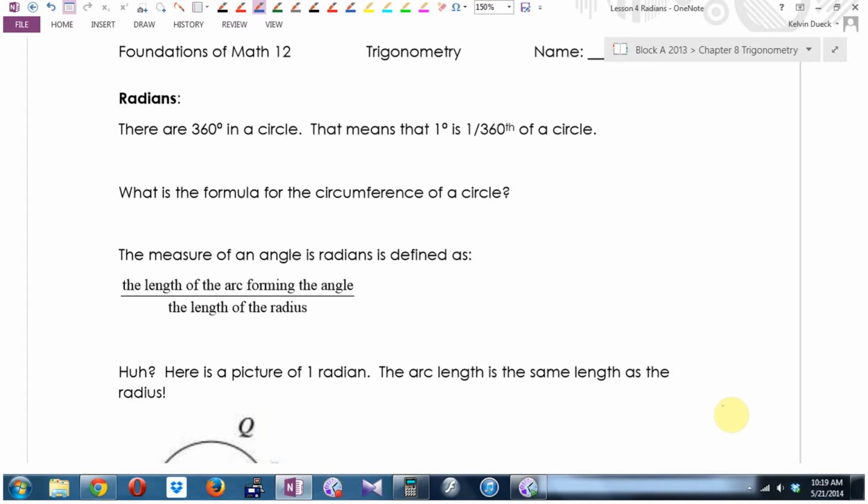So I wrote here, what's the formula for the circumference of a circle? Who remembers how you find the circumference of a circle? I'm going to give you a hint. There's a pi in the formula somewhere. Circumference of a circle is 2 pi r. Okay? Circumference of a circle is 2 pi r. What do I mean by the circumference? That's once around.